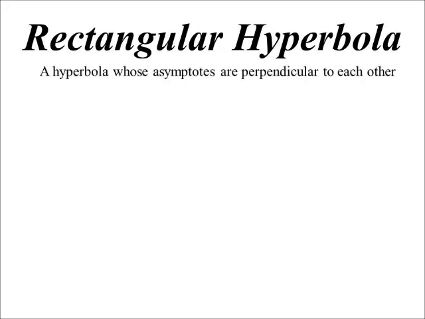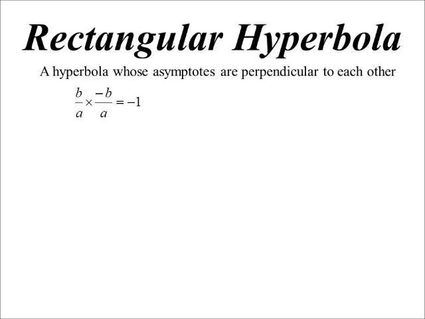So we're going to look at what we call the rectangular hyperbola, which is basically any hyperbola whose asymptotes are perpendicular to each other. So the classic one we're used to seeing, of course, the asymptotes are the x and the y axis. So of course, yes, they're perpendicular to each other. All right, well, we know the equation of our asymptotes.